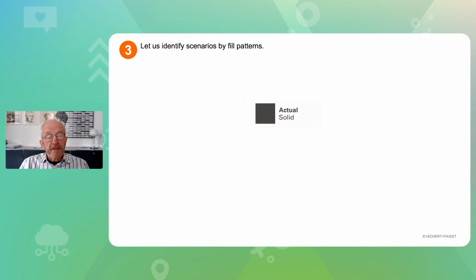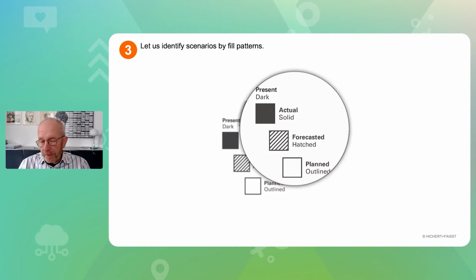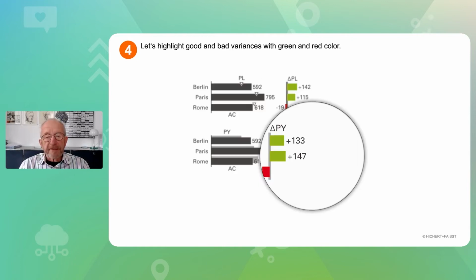The third one is, it's very important, we usually report about comparisons, scenarios. And actual, we always use a dark, solid color, mostly black, dark gray. And everything that's planned is outlined. It's not there yet. And forecast is something in between, it's hatched. And the previous year is, when you compare it to the black, it's a lighter color. So for instance, gray for a previous year comparison and black for the actual.